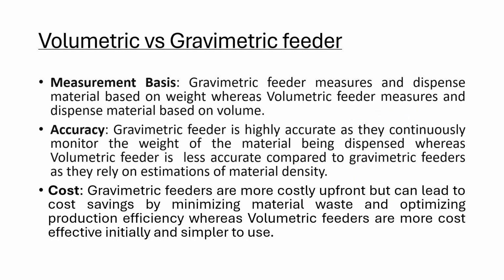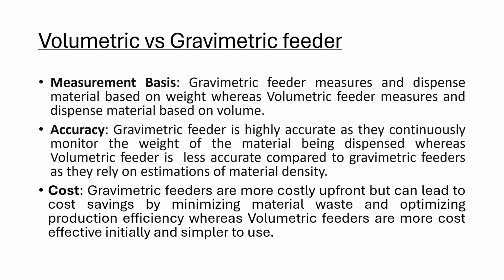Now let us look at some of the differences between volumetric and gravimetric feeders. First, the basis of measurement. A gravimetric feeder measures and dispenses material based on weight, whereas a volumetric feeder measures and dispenses material based on volume. So a gravimetric feeder is more accurate as compared to a volumetric feeder.